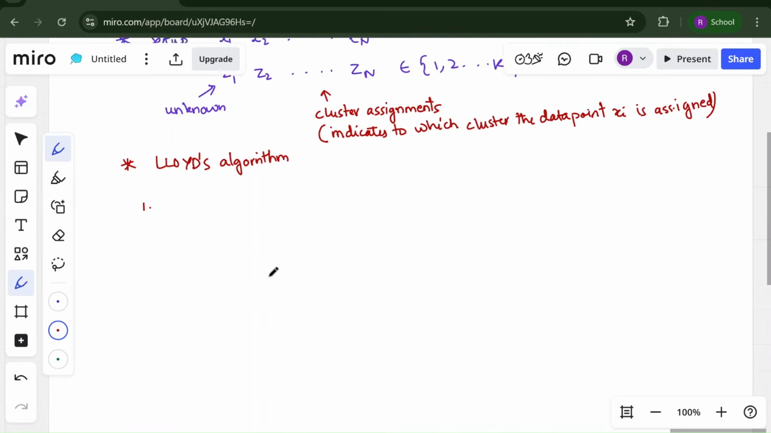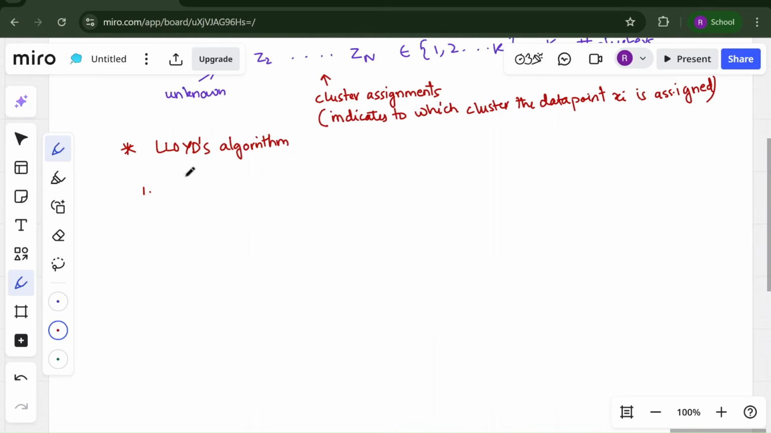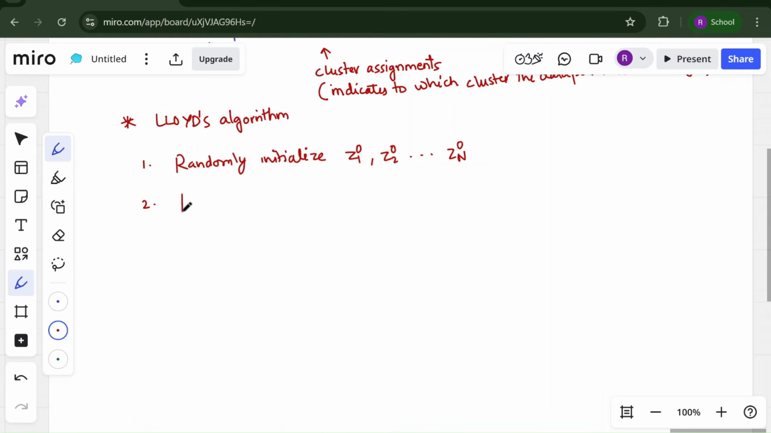So what is Lloyd's algorithm? First of all, you randomly initialize z1, z2 up to zn. Since they are randomly initialized, let me put a 0 at the top: z1 0, z2 0 up to zn 0. This is the first step. Secondly, for t in 0, 1, 2 and so on. This is like a for loop. You can think about it like a for loop.